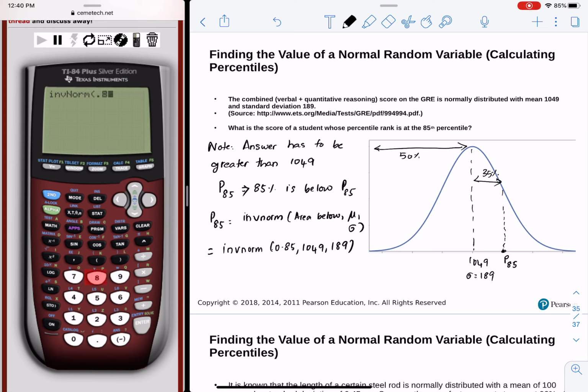So 0.85, 1049, 189. So we get 1244.885, which is approximately 1244.89. So earlier, even before we started the problem, we said the answer has to be greater than 1049, and it in fact is bigger than 1049.